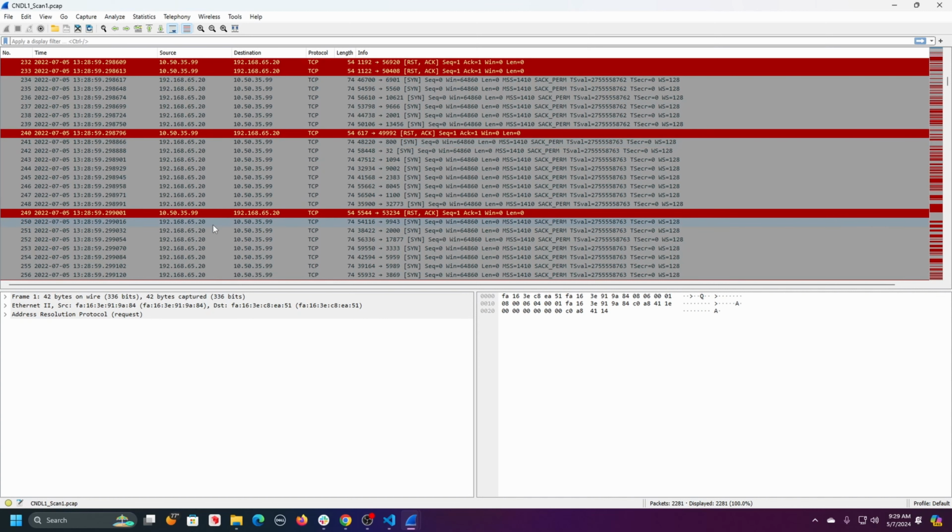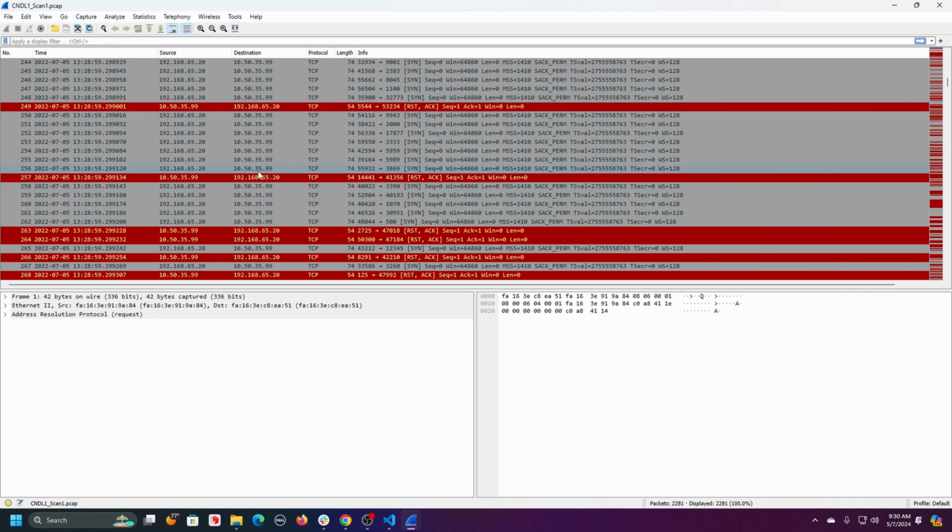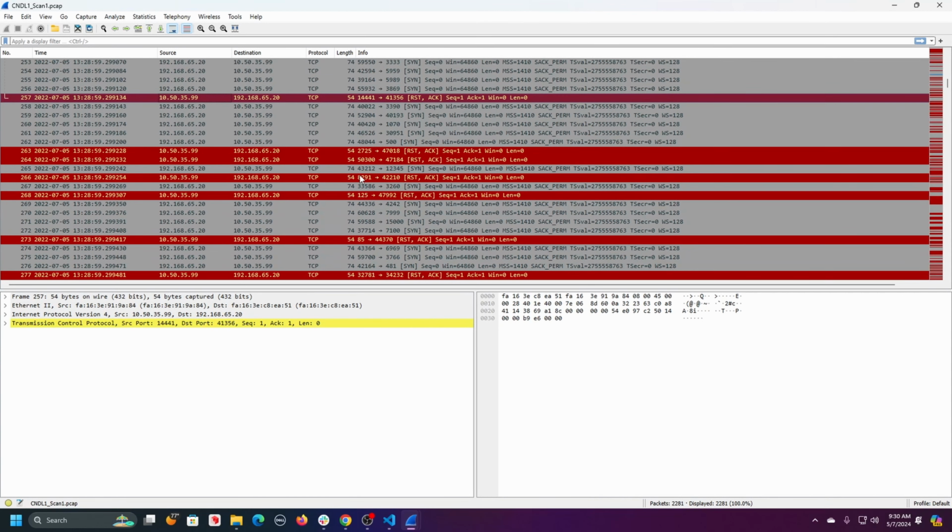So we look at these packets, right? Here we have 192.168.65.20, and it looks like they were sending a SYN packet to 10.50.35.99. They're going from a series of random high ports to a bunch of different service ports. And then these are the reset packets on those ports that were closed.